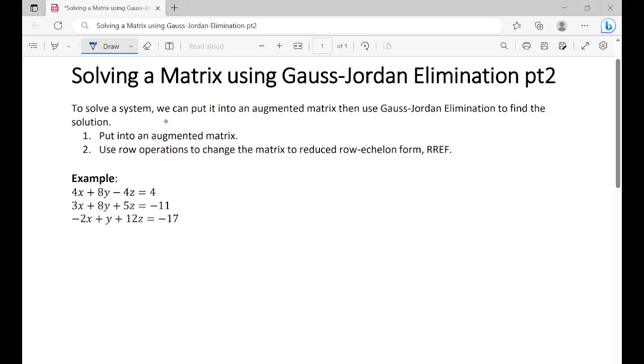To solve a system, we can put it into an augmented matrix, then use Gauss-Jordan elimination to find the solution. So the steps we're going to do are: 1. Put into an augmented matrix, and then 2. Use row operations to change the matrix to reduced row echelon form, RREF.